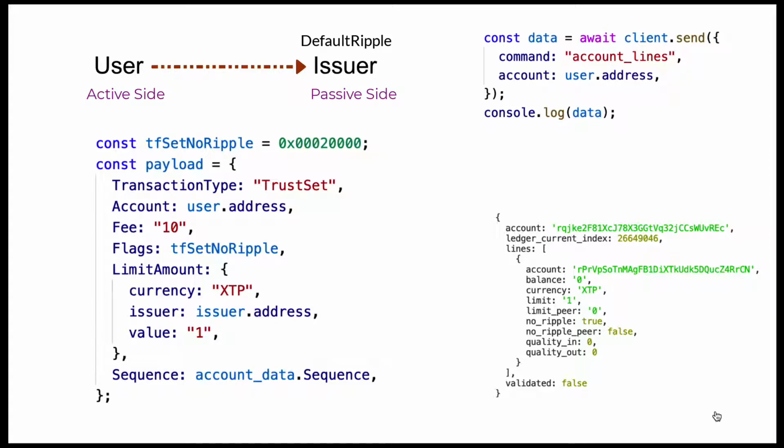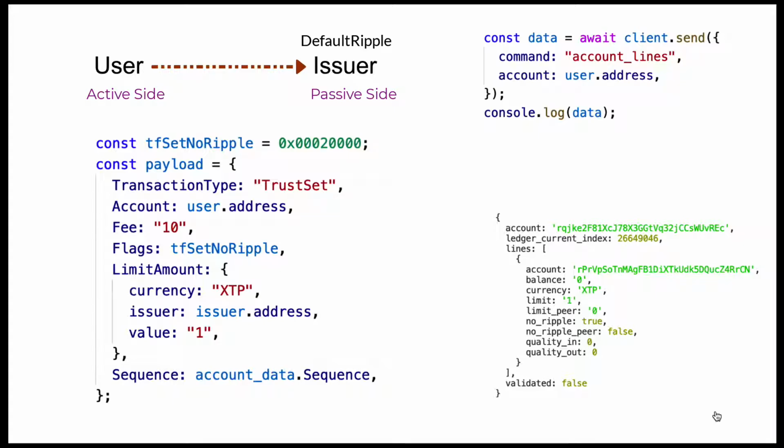The default ripple flag is an account setting that enables rippling on all incoming trust lines by default. Issuers must enable this flag for their customers to be able to send tokens to each other. If you are a user, the default ripple setting on your account does not affect the trust lines that you create. Only if you are an issuer, that is the passive side of the trust line, only your setting of default ripple counts for the setting of the trust line.